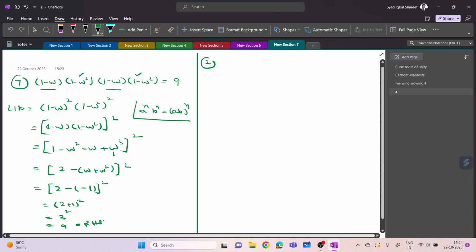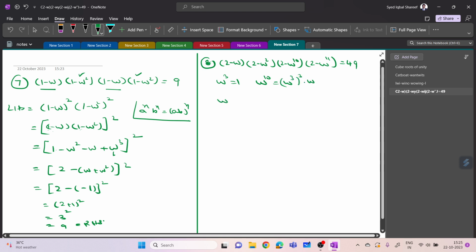One more problem of this type. So the problem is (2 minus omega)(2 minus omega square)(2 minus omega to the power of 10)(2 minus omega to the power of 11) equal to 49. You see omega cube equal to 1. Accordingly, omega to the power of 10 can be written as omega cube whole cube into omega. And omega to the power of 11 can be written as omega into omega square.